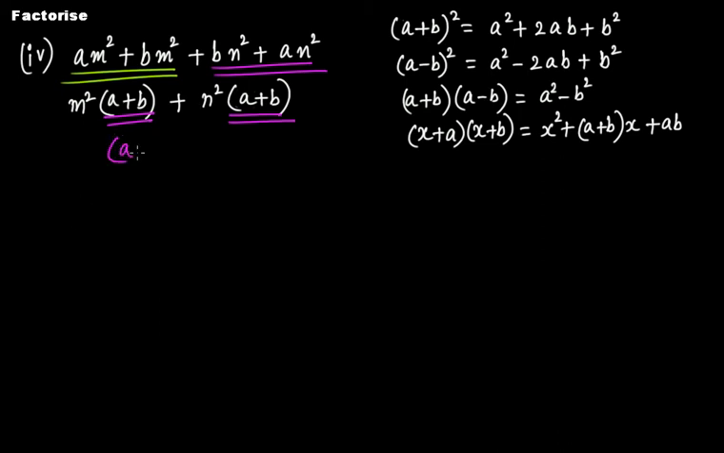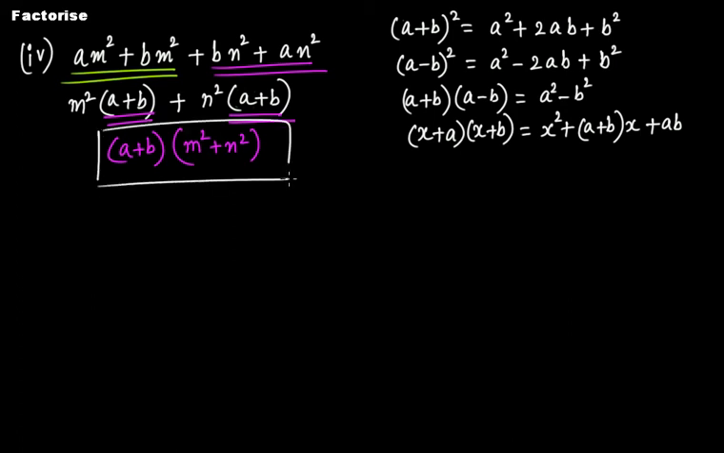Now take out this common factor a plus b outside the bracket, like take common, then inside the bracket you will have m squared plus n squared. Can you further break it down into its factor form? No, this is the irreducible factor form now. You cannot further break it down. So this is the factorization of this algebraic expression.